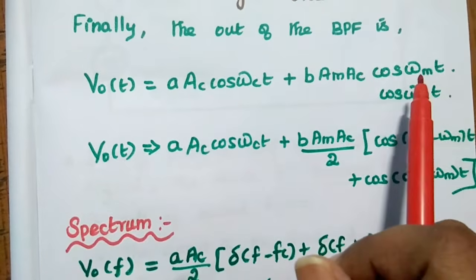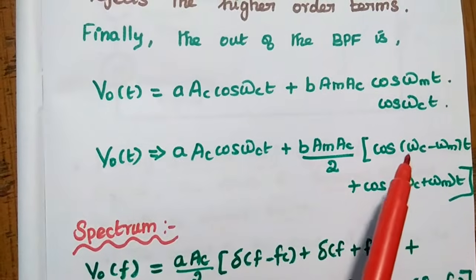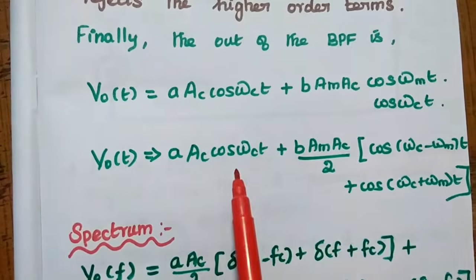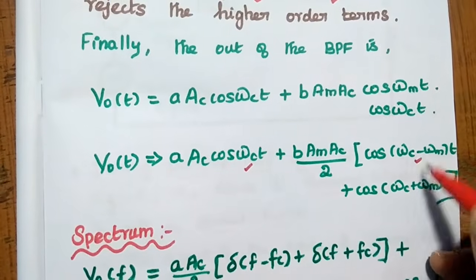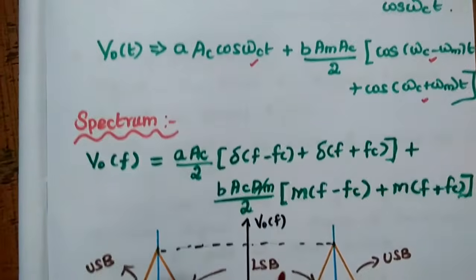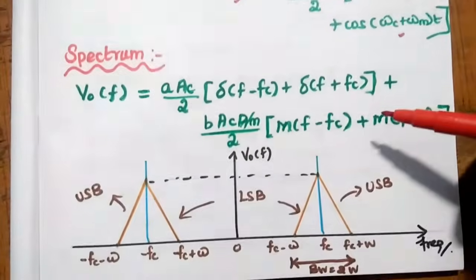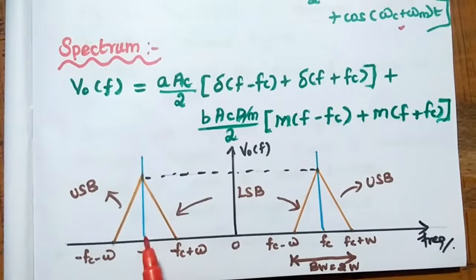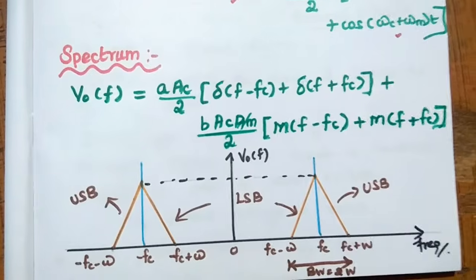As we know, cos A cos B is equal to [cos(A minus B) plus cos(A plus B)] divided by 2. So we can write the term like this. The output of the band pass filter has ωc plus or minus ωm. For this signal in the time domain, the spectrum can be drawn like this. In the frequency domain, we have the carrier signal along with the sideband signals.